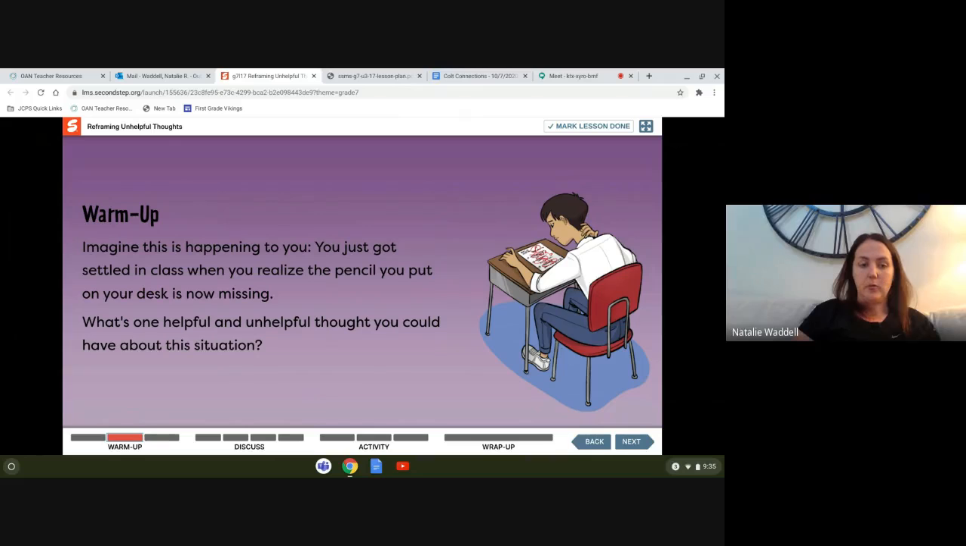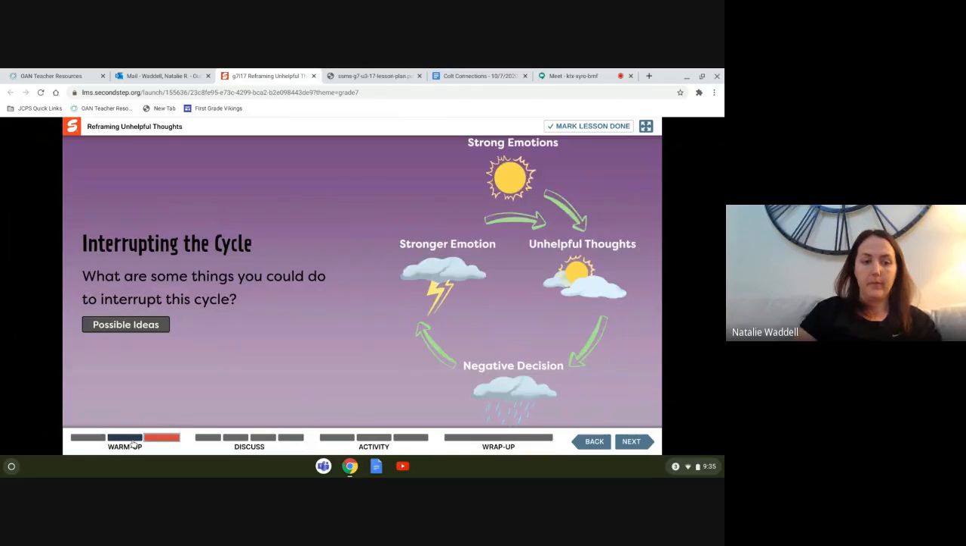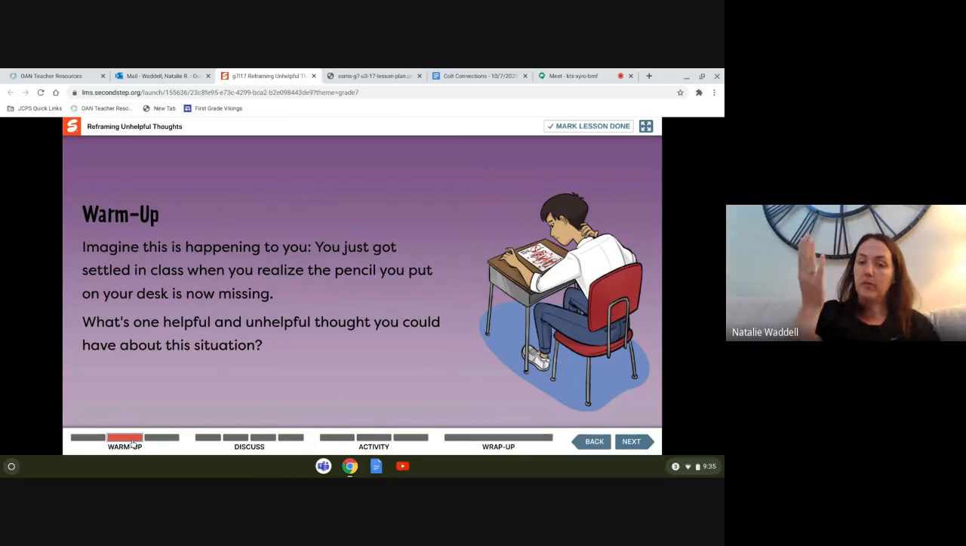Now let's explore the possibility of a helpful thought. A helpful thought could be that it rolled off your desk, right? Maybe it rolled off your desk, somebody else needed a pencil, they found one on the floor and they took that one. Okay, that could be a possible helpful thought. Or maybe a helpful thought is, I thought I had a pencil here, I guess I didn't, I need to go get another one. That would be a helpful thought.